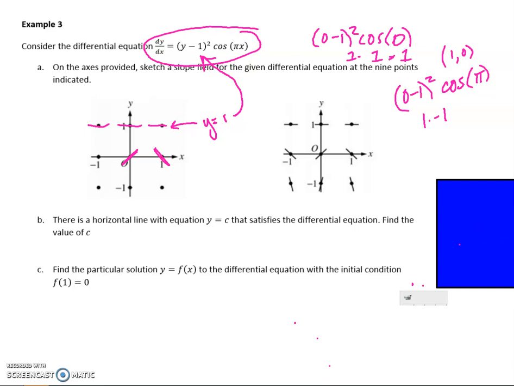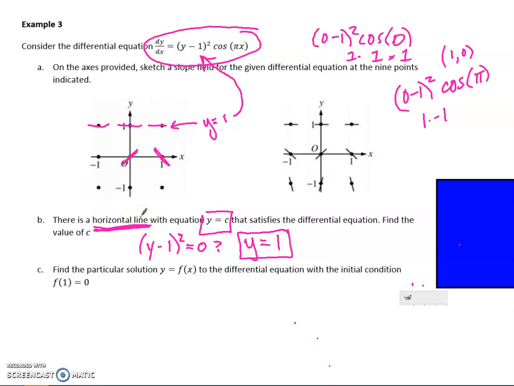Okay. It says there's a horizontal line with equation y equals c that satisfies the differential equation. So to satisfy it, you're looking for a solution. Well, if we know it's horizontal, then that would mean the slope would have to be 0. So if I want my slope to be 0, what y value would make a horizontal line? Well, you can solve for when that would come out to 0, and that ends up being at y equals 1. So if y is 1, I'm always going to come out with a horizontal line.